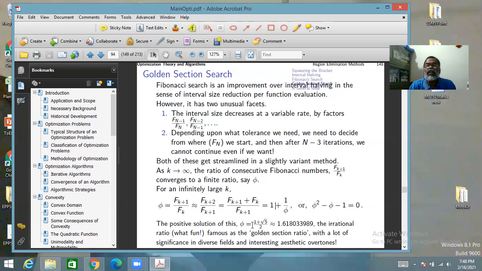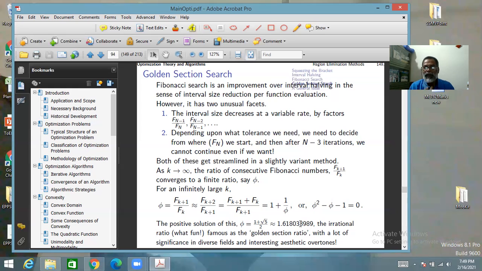And it has a lot of significance in diverse fields, in science, engineering, even biological science for that matter. Okay. And apart from that, it has got imposed upon it a lot of aesthetic overtones. For example, you will say that a shape looks nice if the length to breadth ratio is close to this ratio.